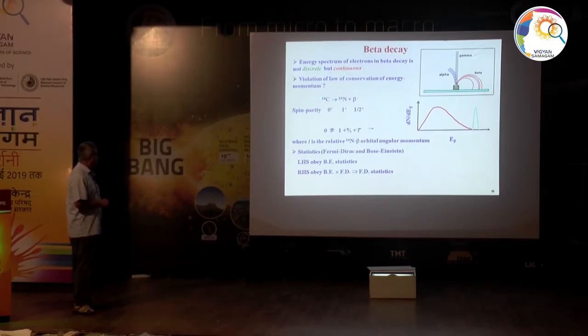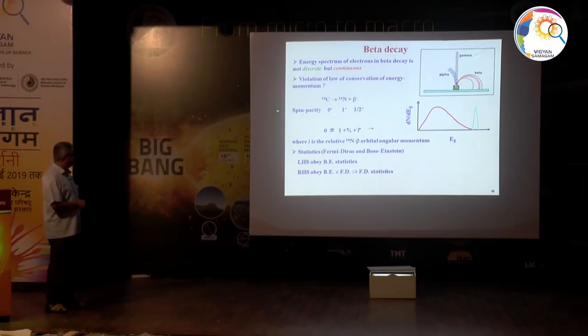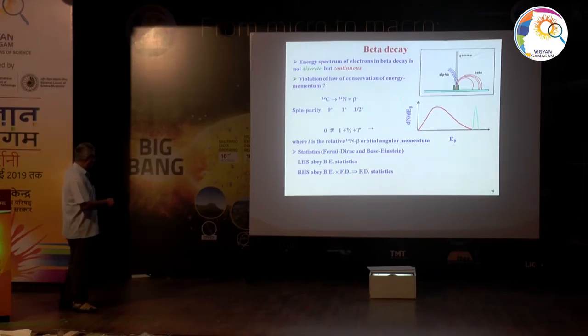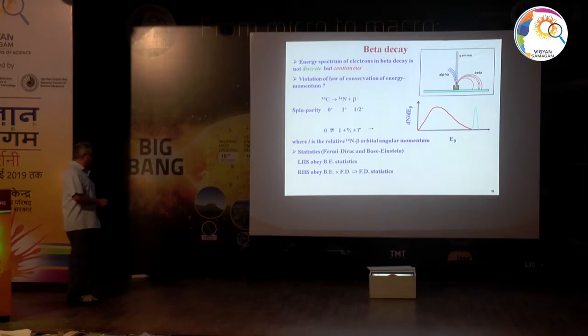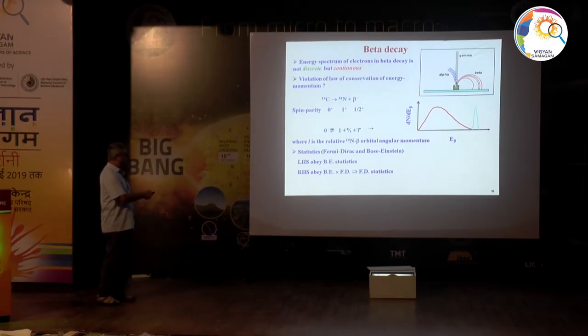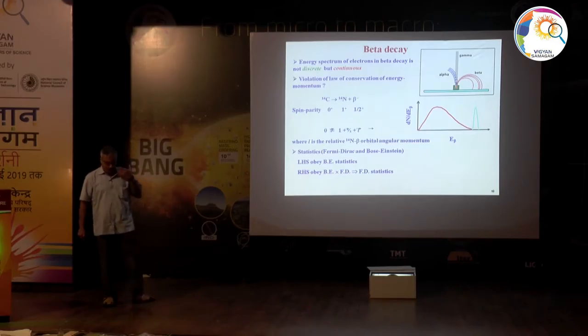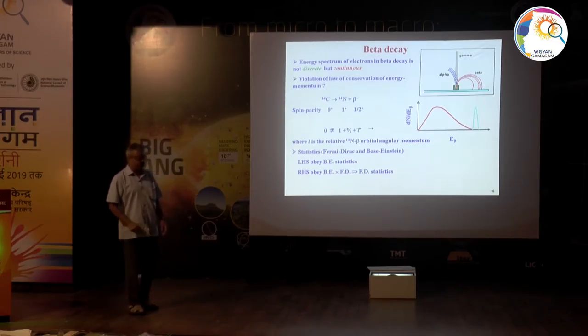If I see what is the spin of this, they say that this is the spin 0, and this is the spin 1, this is the spin half. Now if I just take this combination, I cannot make spin 1 and a half, I cannot make the spin to 0. Okay. So it looks like this energy conservation is very fundamental to the physics.